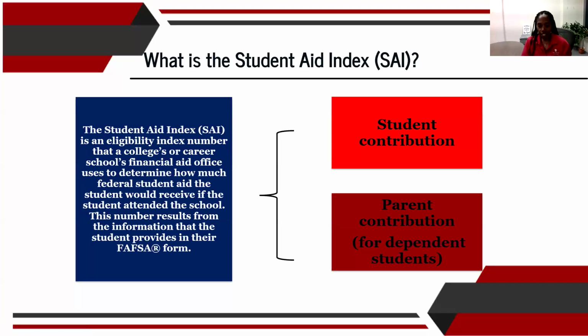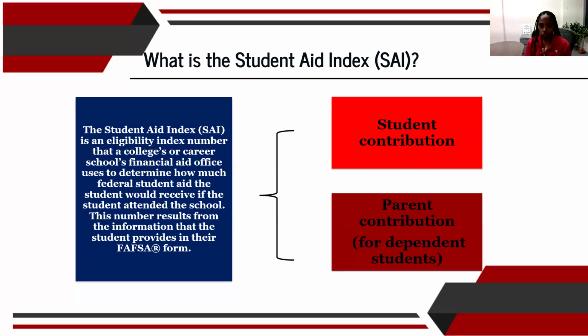So basically your SAI is calculated according to a formula that's been established by law. And then from there, it spits out a number and it's broken down. As you can see, it's going to be a student contribution and a parent contribution. You add those together, and that's what gives you your Student Aid Index.